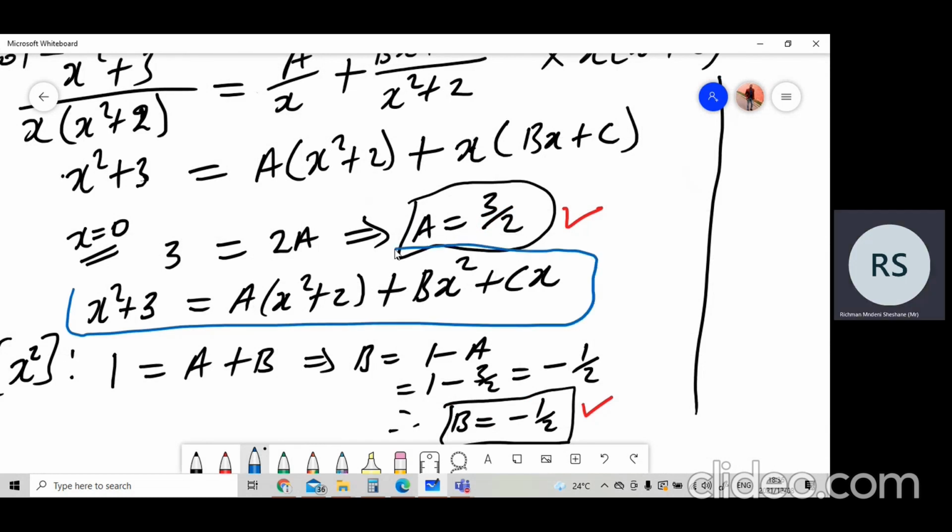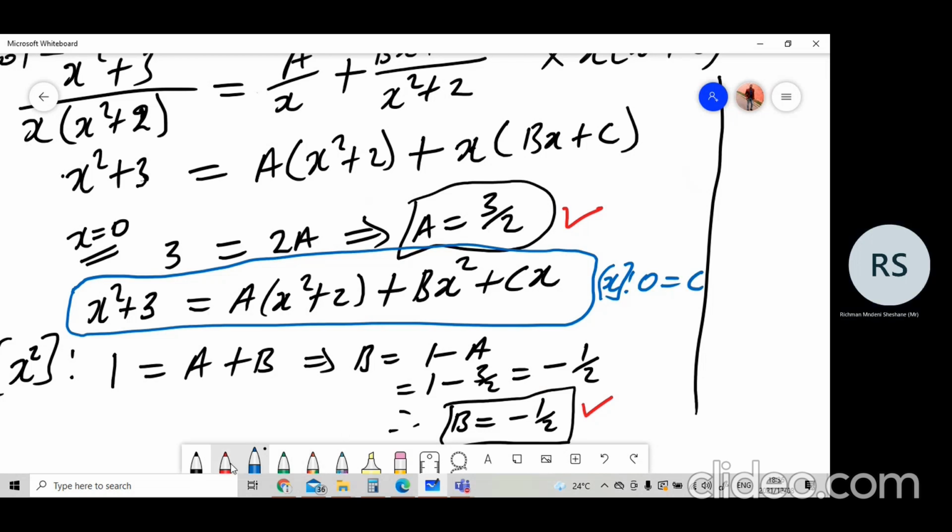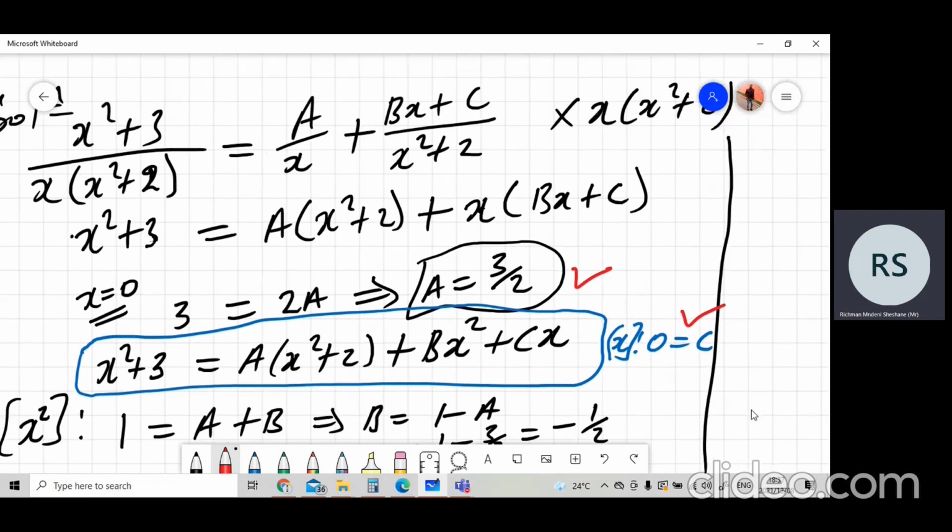The coefficient of x here is 0, which is equal to the sum of the coefficients of x on the other side, and the only coefficient of x is c here. So 0 equals c. So the value of c is 0. So when we equate the coefficient of x, we notice on the left hand side 0 equals c. Yeah? So the value of c is 0. So we found the value of c. After finding all these values, substitute them back here.